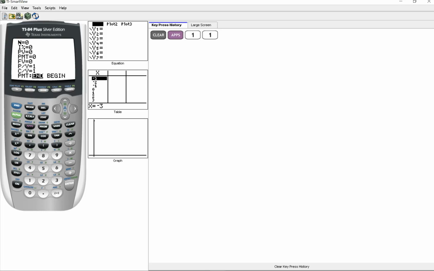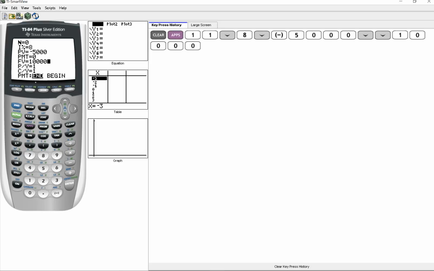So let's go ahead and put this into our TVM solver. So there always has to be a value in there. So 8, we're leaving it as a percent. PV, make sure you're using the negative, not the minus sign. PMT is 0, FV is 10,000. Then 1, 1, and end is already highlighted. But I want to solve for n, so I'm going to put my cursor back up at n, and I'm going to hit alpha, solve. And solve, you can see, is above the enter sign. Enter. And there we go.